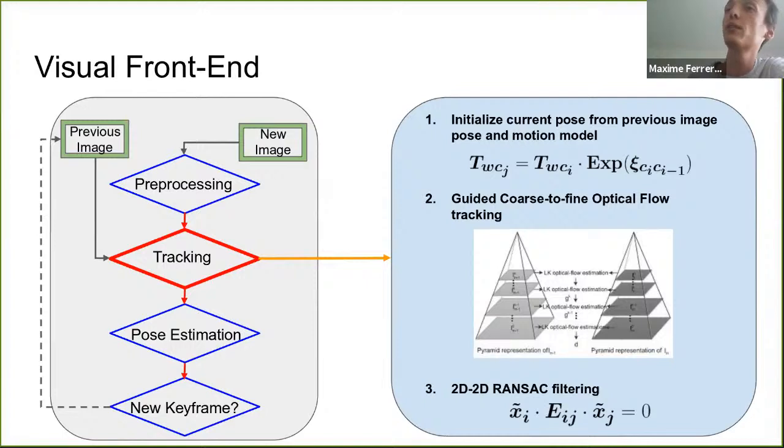First, we predict the current camera's pose using the motion model based on the previous camera's pose. Then we use this predicted pose to perform a guided coarse-to-fine optical flow tracking using the Lucas-Kanade method. This allows us to track features very quickly and also very accurately, thanks to the prior we get by projecting the 3D map points to the image with the predicted pose. Following this optical flow tracking, we apply a classical 2D-3D outlier filtering by computing an essential matrix.